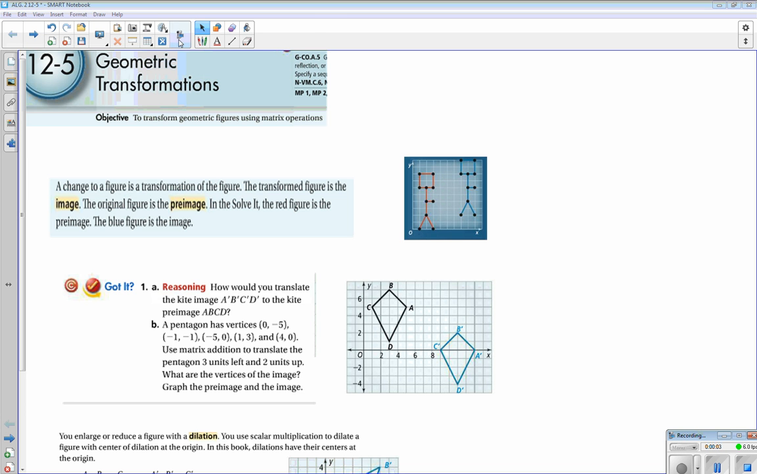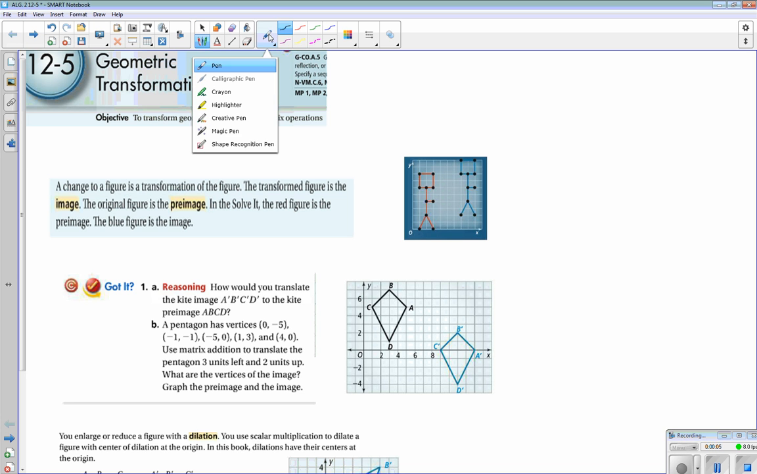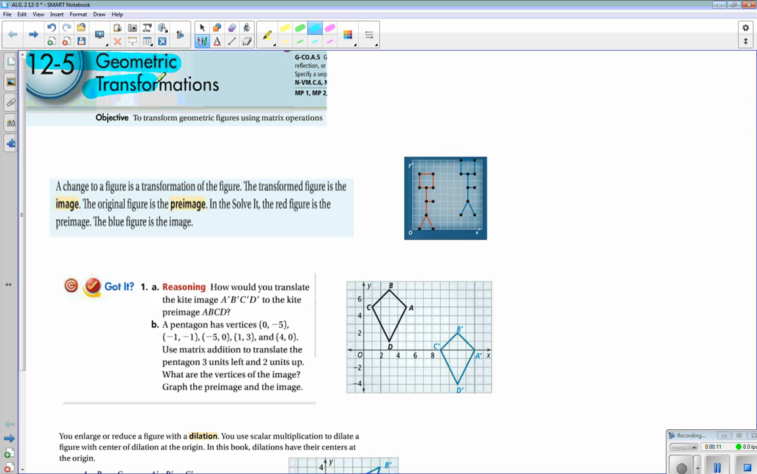All right, this is Chapter 12, Section 5, Geometric Transformations. Our learning objective is to transform geometric figures using matrix operations. A change to a figure is a transformation of the figure. The transformed figure is the image. The original figure is the pre-image.